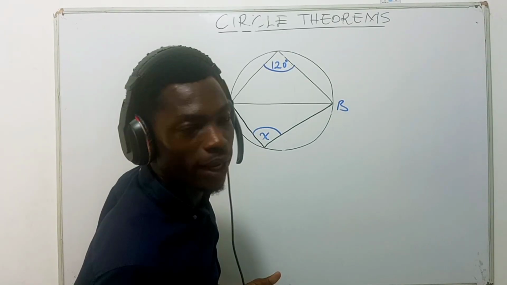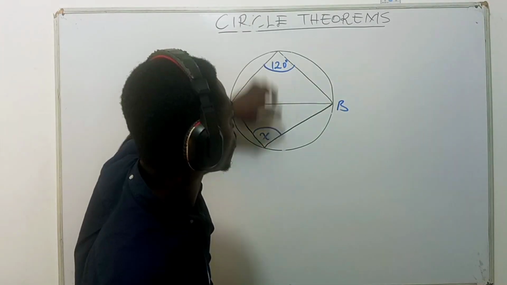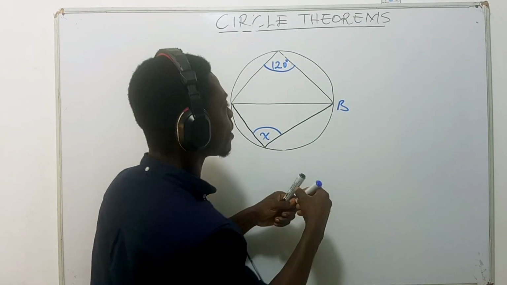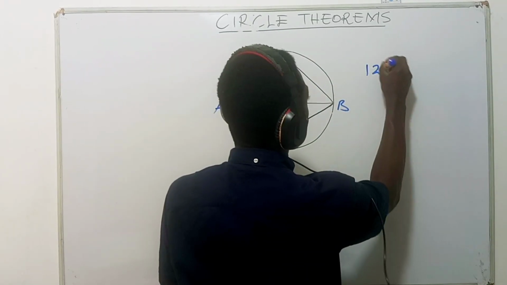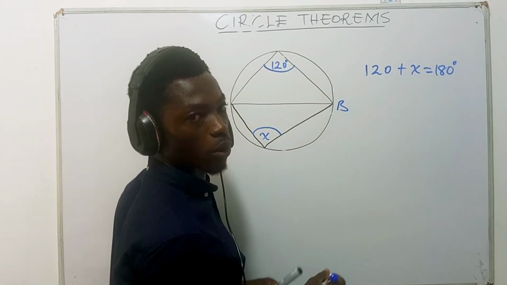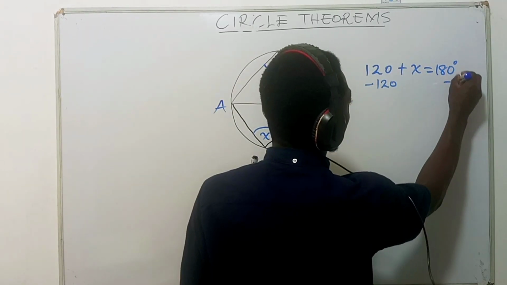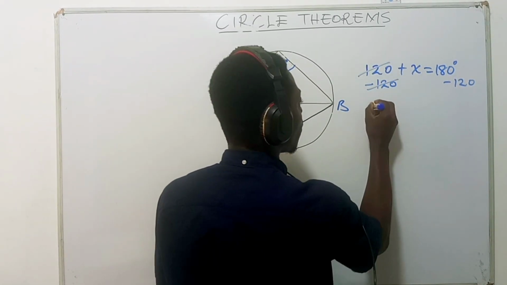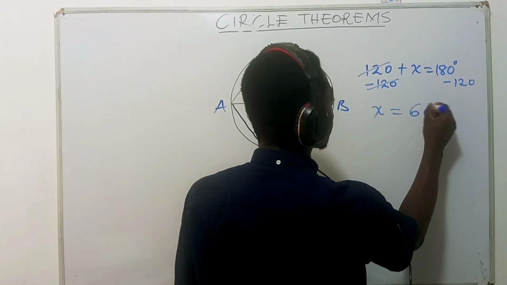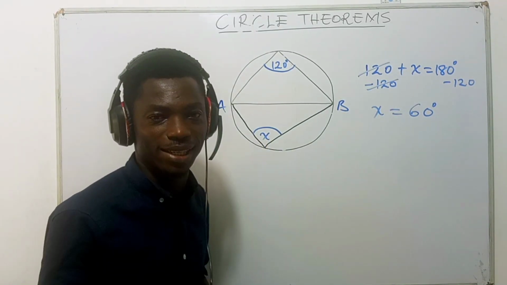So which of the properties will work? The third property, which states that the angles a chord subtends at the circumference of opposite segments is equal to 180 degrees. So with that being said, it means that when we sum 120 and then x, we are getting 180 degrees. So here, we are going to subtract 120 from both sides of the equation so that this and this will go. And we have x equal to 180 minus 120. This is just 60 degrees. So as you can see, it means that this angle over here is 60 degrees.